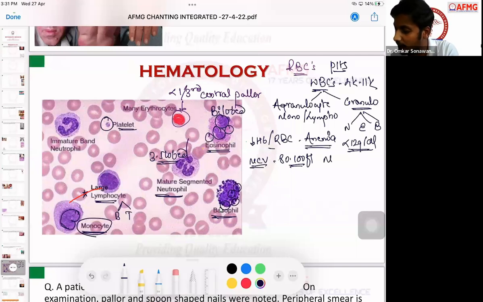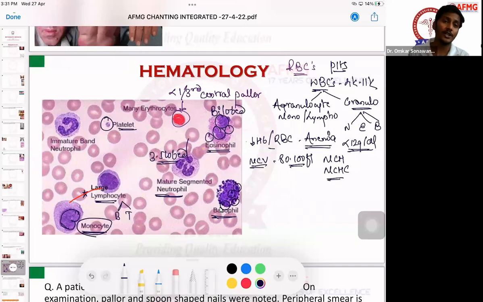Whereas MCH and MCHC are the other two indices which are important. MCH is mean cell hemoglobin, and the normal value is 27 to 30 picogram. MCHC is mean cell hemoglobin concentration, and the normal value for this would be around 32 to 37 picograms.